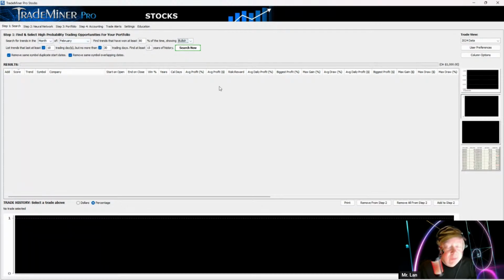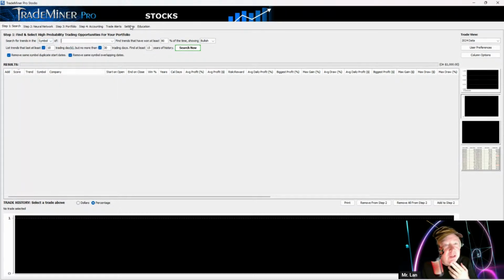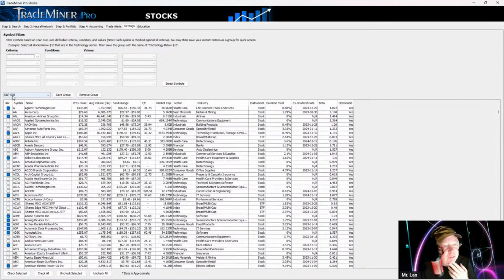This is Trade Miner. We did this last Friday for the futures market. And we're going to just hit that search in there. You can see that I've got it set up so that it searches the trend of, and I'm not going to use the symbol. I'm not going to use individual stocks. We got all the individual stocks in here. Right now, I'm in the settings. You can see I got it set to the S&P 500. So we're just going to scan the S&P 500, all the stocks in the S&P 500.